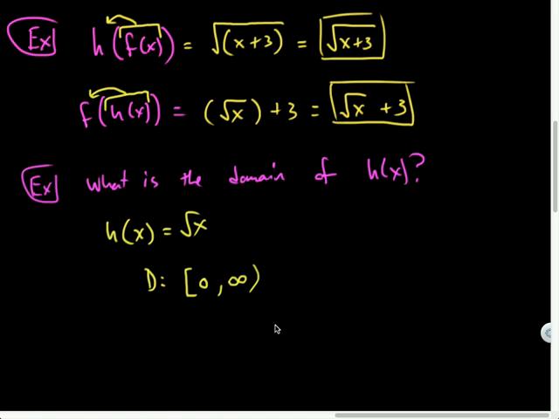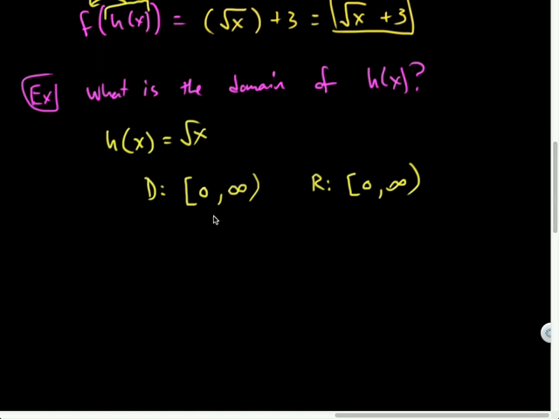Now the range is actually a little bit trickier on this, if I asked it. Now I'm only allowed to plug in positive numbers. What types of outputs do I get when I plug in only positive numbers? Could I get 0 out of this machine? Yeah. Square root of 0 is 0. Could I get 100 out of this machine? That'd be the square root of 10,000. Could I get pi out of this machine? I'd have to plug in pi squared. It turns out the range is actually going to be the same thing. Same thing.